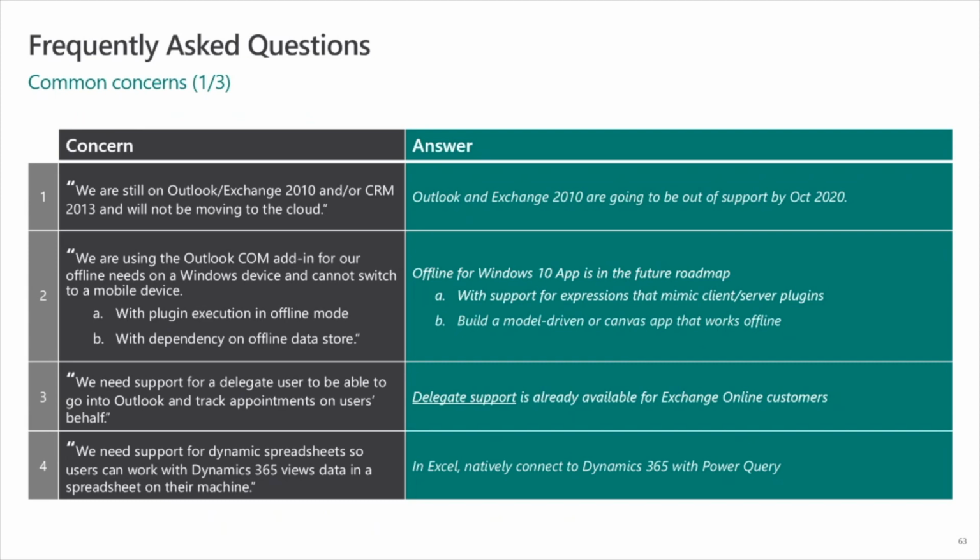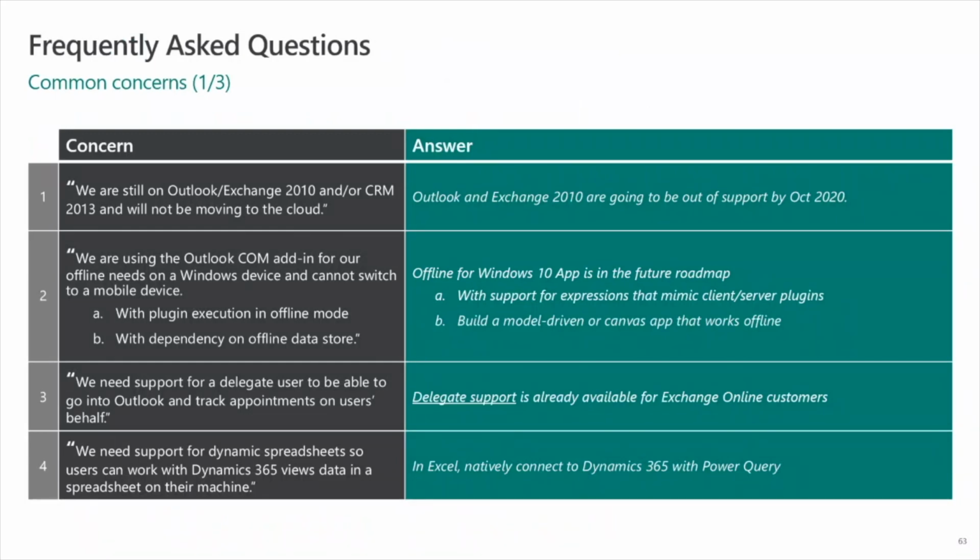If you are using the Outlook COM add-in for offline and you need to do so on a Windows device, we have offline coming for a Windows 10 application, and it's on the roadmap right now with active developments. And it will support expressions that mimic client-server plugins, but it's not exactly plugins. And it allows you to build a model-driven or canvas app that works offline.